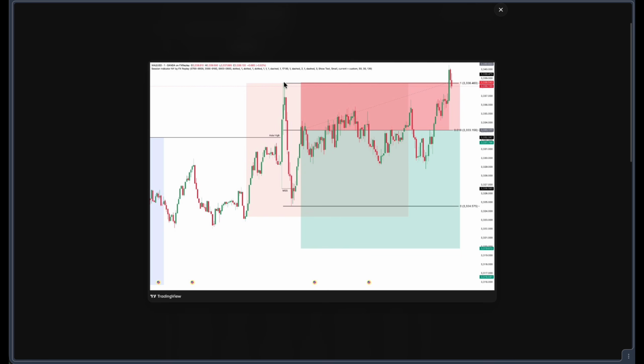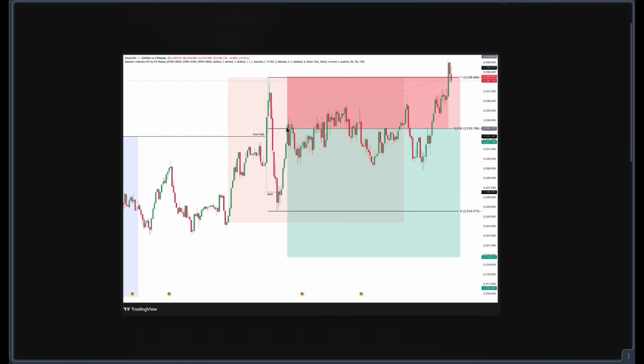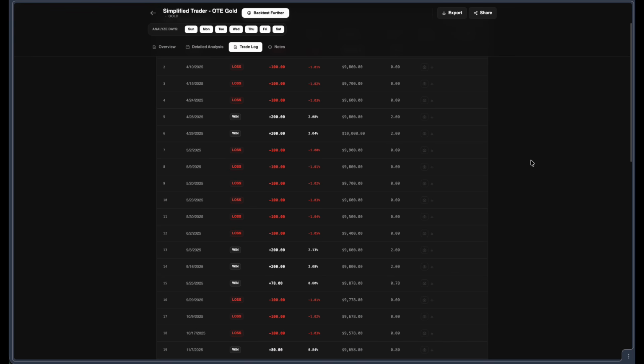Price came up, took Asia high, came down, gave us a market structure shift, and you can see these two fair value gaps in that leg, giving us that displacement. We go ahead, we enter off of the 0.618 level, and you can see that it smashes our stop loss.